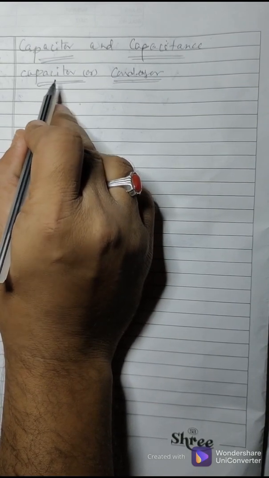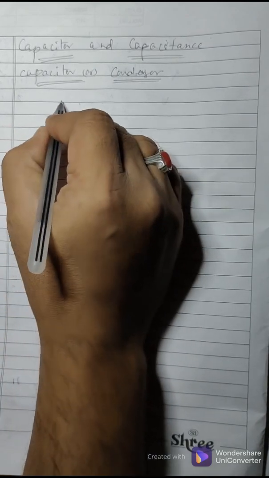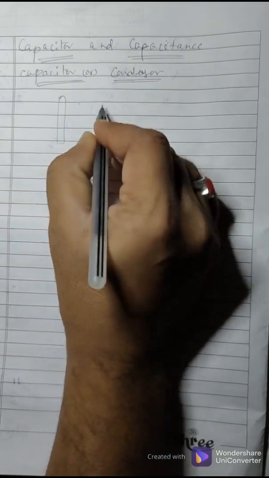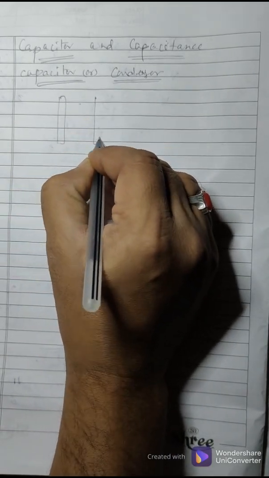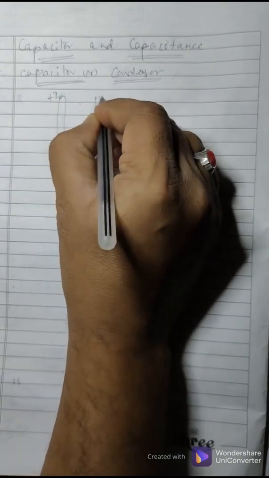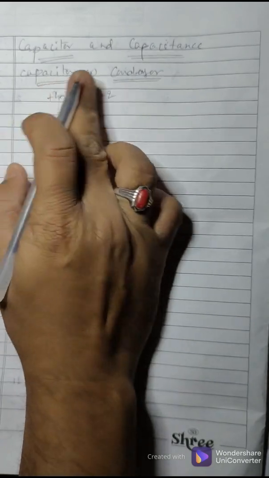It has two conductors which carry equal and opposite charges. For example, this is one conductor and this is one more conductor. One carries positive charge, this carries negative charge. Equal and opposite charges are carried. This is called a capacitor.